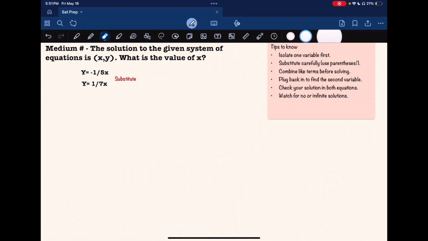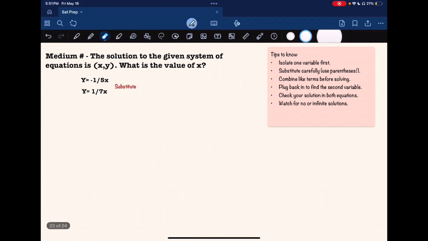Okay, so this question is considered a medium level question. I only think that just because it's y equals and they're both fractions, but it's actually super easy. So the question is asking: the solution to the given system of equations is (x, y). What is x? So we're asked for x again. So we're going to use the substitution method.